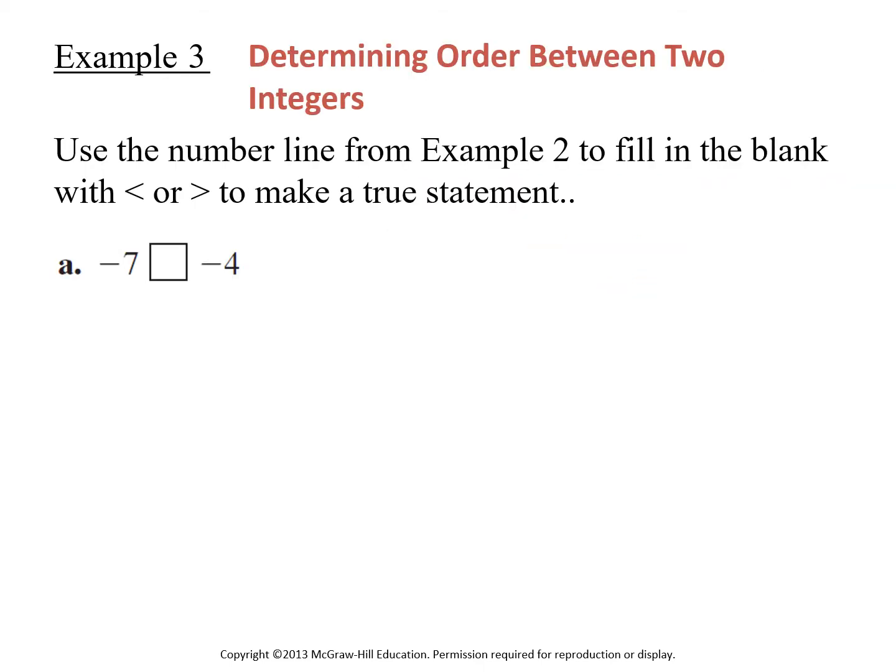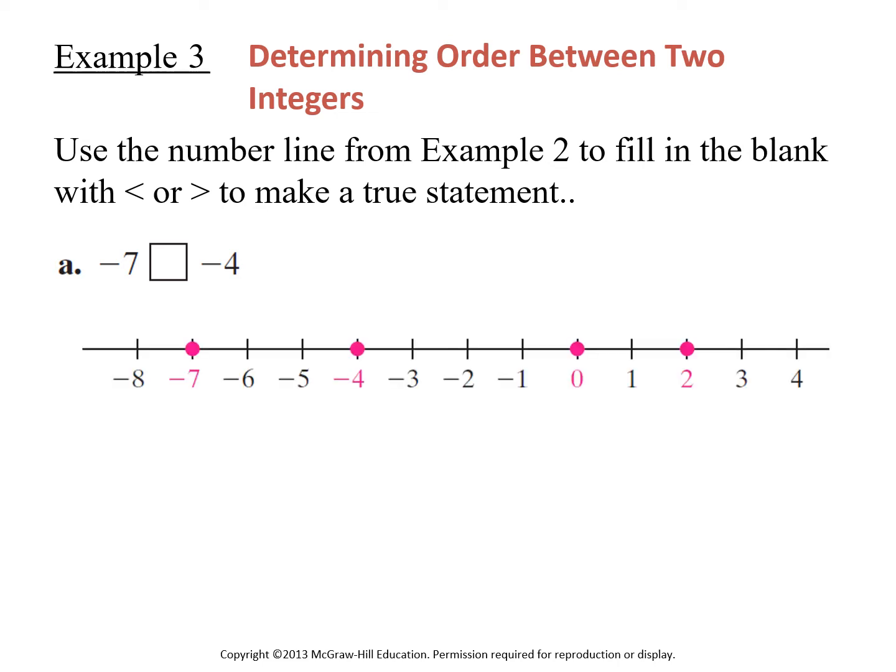So we're going to use the number line to fill in the blank with greater than or less than. So if we look at -7 and we look at -4, numbers get bigger as you move to the right. So -7 is less than -4. And if you think in terms of money, if you have -$7 in the bank, so you owe $7 and someone else owes $4, who's wealthier?